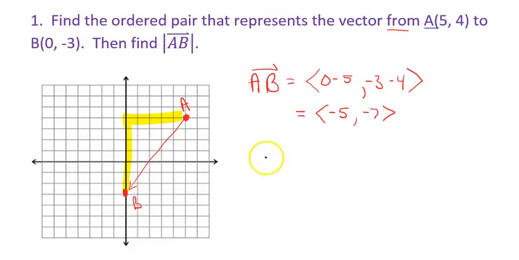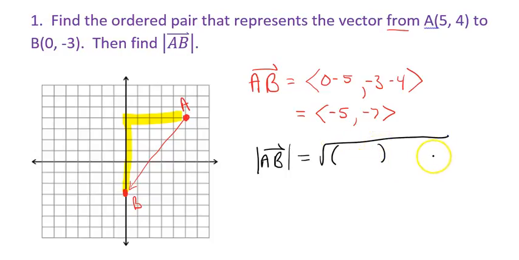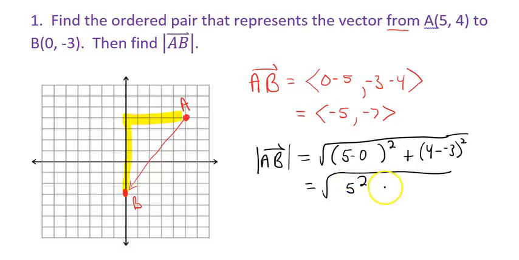Now, the magnitude of AB is, again, our distance formula. So I'm going to square root, and I didn't put the little x1s and x2s and y1s and y2s because it doesn't matter which way you subtract, it'll work out. So I'm just going to do 5 minus 0, you could do 0 minus 5, squared plus 4 minus negative 3 squared. And so that will be 5 squared plus 7 squared.